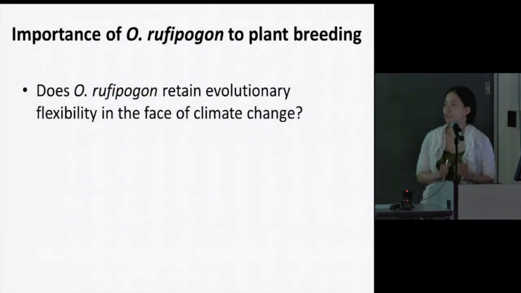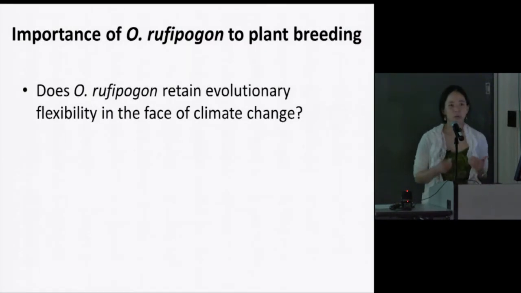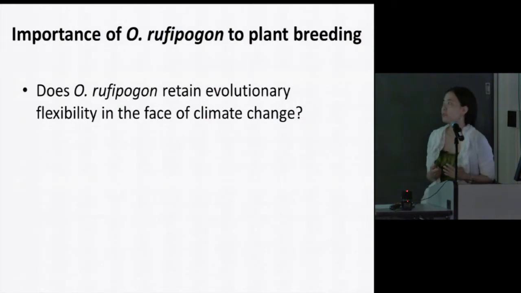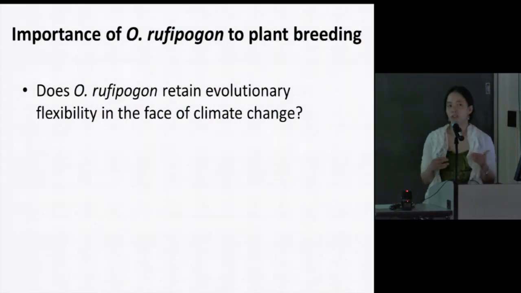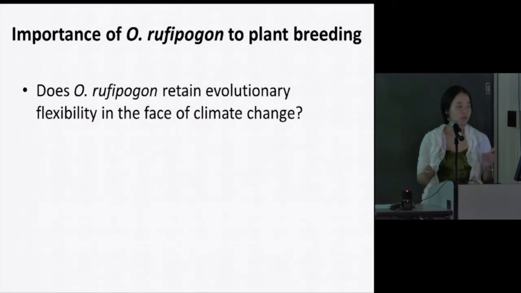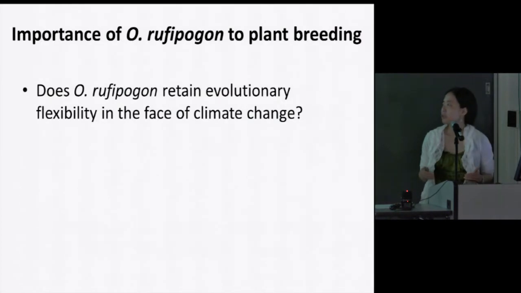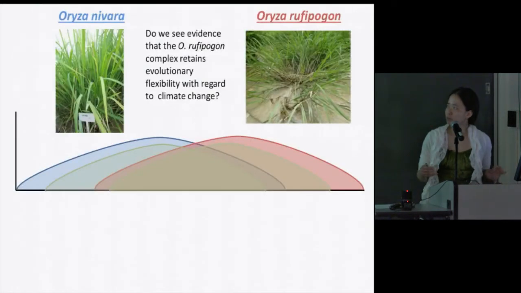Why is this important, really? Why are we studying the wilds, and how can we relate it back to plant breeding, which is the main thrust of this department? We can ask questions like, does the genetic diversity and the evolutionary history of this wild ancestor allow it to retain some evolutionary flexibility in life habit in the face of climate change, which is very important, as we all know, today in plant breeding programs.